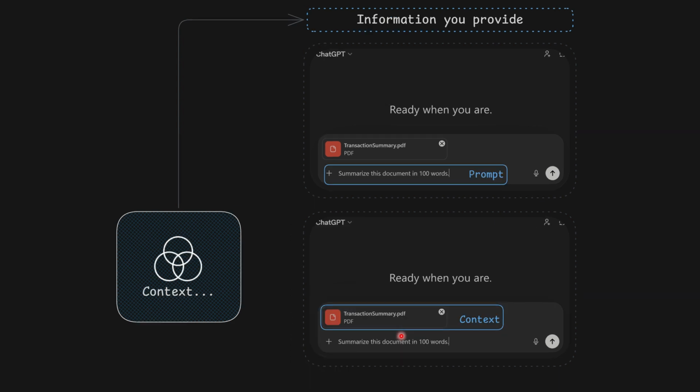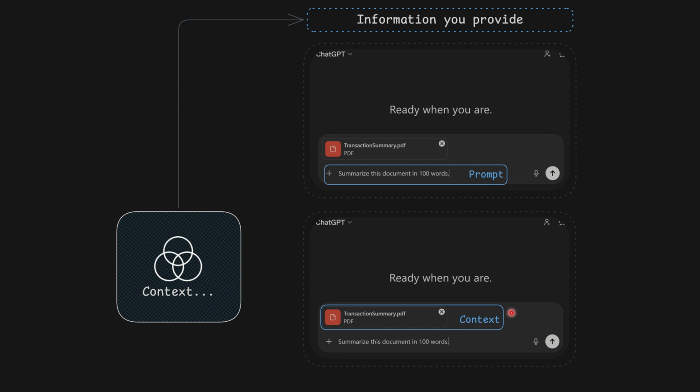Now, let us go one level deeper. What is context? This is where a lot of people get confused. Context is simply the information you provide so the model understands the situation it is working with and produces the desired outputs. Let me give you a simple example. When you say summarize this document in 100 words and then you upload a PDF. Now break that down. The instruction summarize this document in 100 words is your prompt. The PDF that you attached is your context.